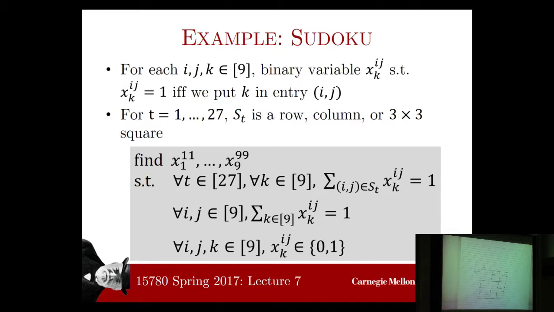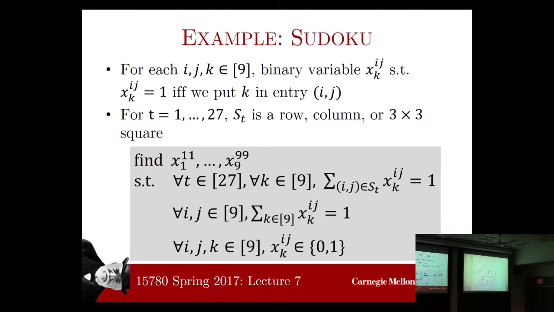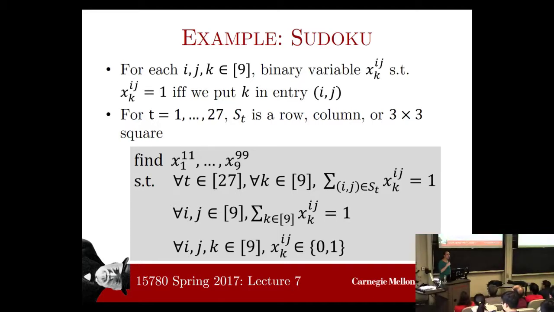The second constraint is saying that every entry has to have exactly one number. So I have to put some number in every entry. So this is saying for each entry i and j, if I look at all of the numbers from 1 to 9, one of these variables corresponding to the entry and the number has to be set to 1, and exactly 1. So I just have to enter some number into every cell.